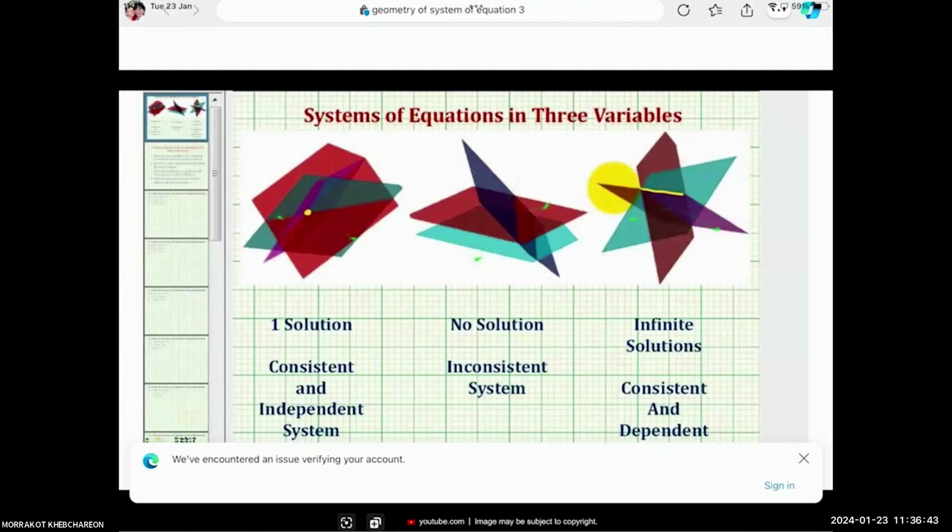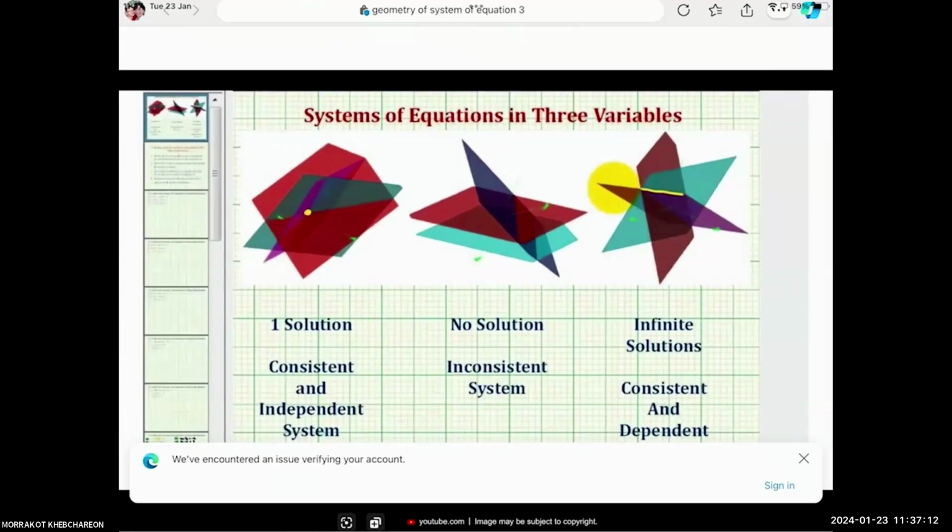But if those three planes have no intersection, we say that the system is inconsistent, okay? This consistent and dependent means that it's no cut, okay? No common cut at all. So you will say that it is the consistent or dependent system, okay?